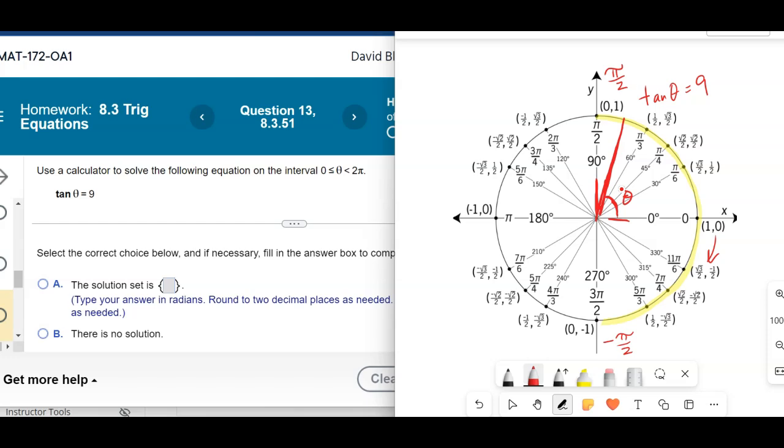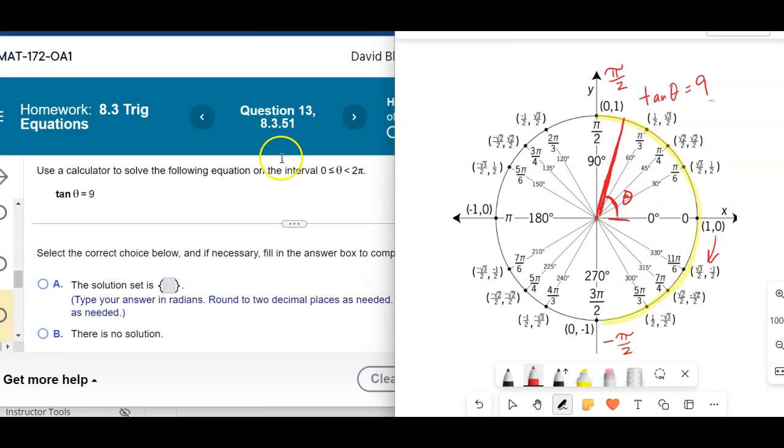We can use inverse tangent to solve it as long as it's in quadrant 1 or 4, and it is. Now tangent takes on every positive value between 0 degrees and 90 degrees. The tangent of 0 is 0. The tangent of 90 or pi over 2 is infinite. So it's making its way to positive infinity, so it's going to be able to hit 9. That's going to happen in quadrant 1.